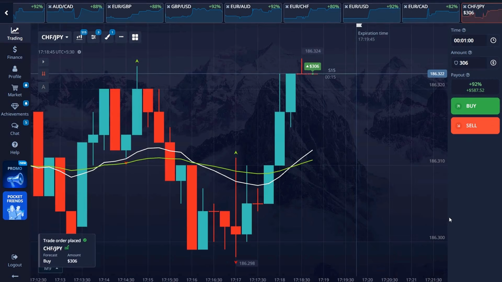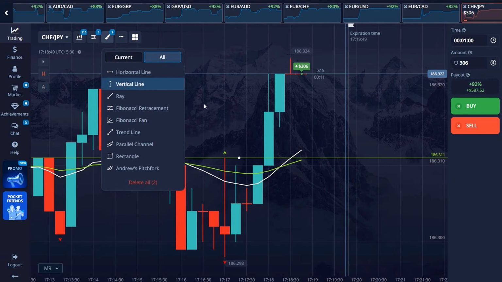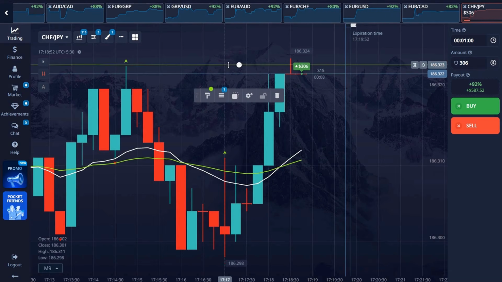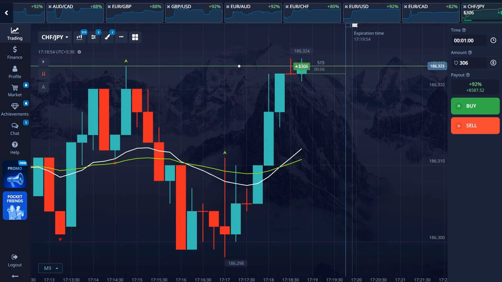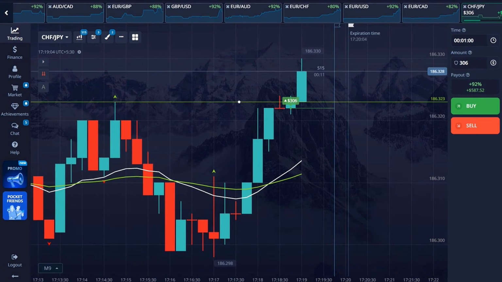Here I entered a buy trade, thinking the candle was going to break above the previous up fractal level. I marked the breakout level with a horizontal line. At that moment, the candle looked strong, so I entered early. But this was a mistake. The candle hadn't closed yet, and at the last moment it pulled back and closed below the breakout line.